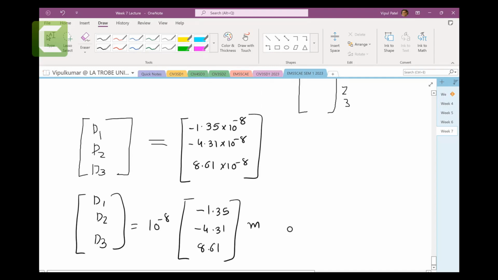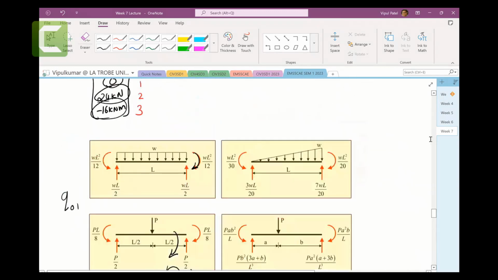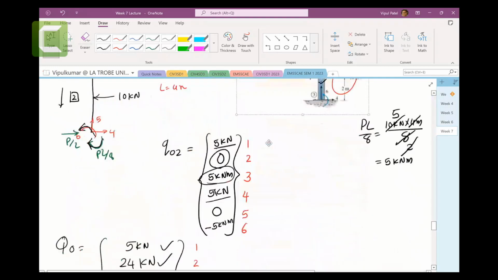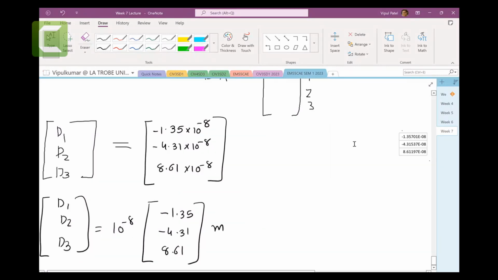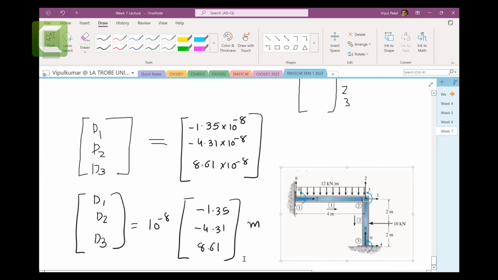This minus sign indicates that our displacement will be opposite to what we have assumed. Meaning that if you look at these figures here, what does it mean? Let me copy these figures and bring them down here. In here you can see this displacement D1, that is going to happen this way. So this point is going to move this way by minus 1.35 times 10 raised to minus 8 meters. That was minus because it's opposite to this one.